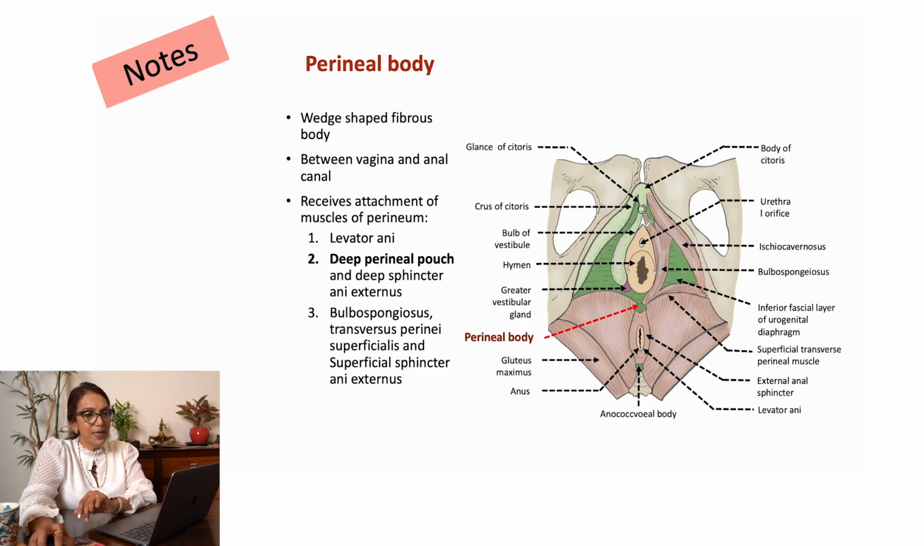So here's your perineal body. You can see it over here. This perineal body seems to be receiving attachment of muscles from all directions, right? And if this perineal body is injured, all these muscles will lose their anchorage, causing a prolapse to occur.